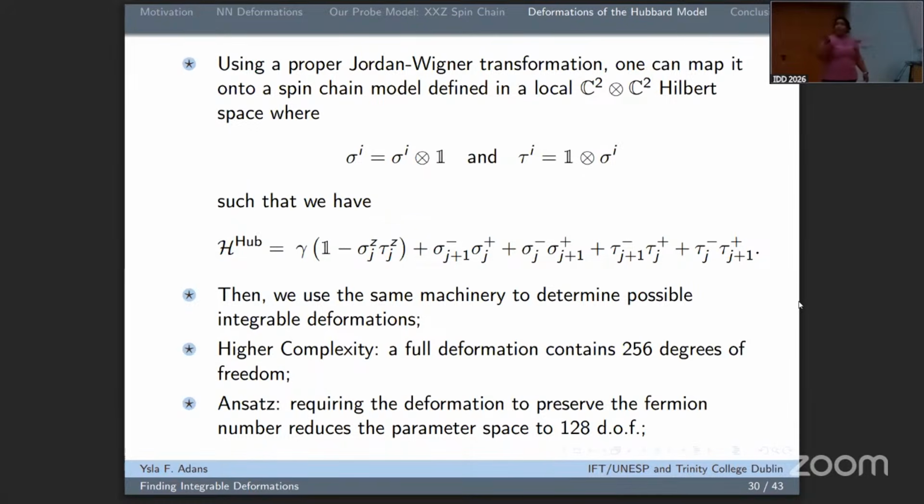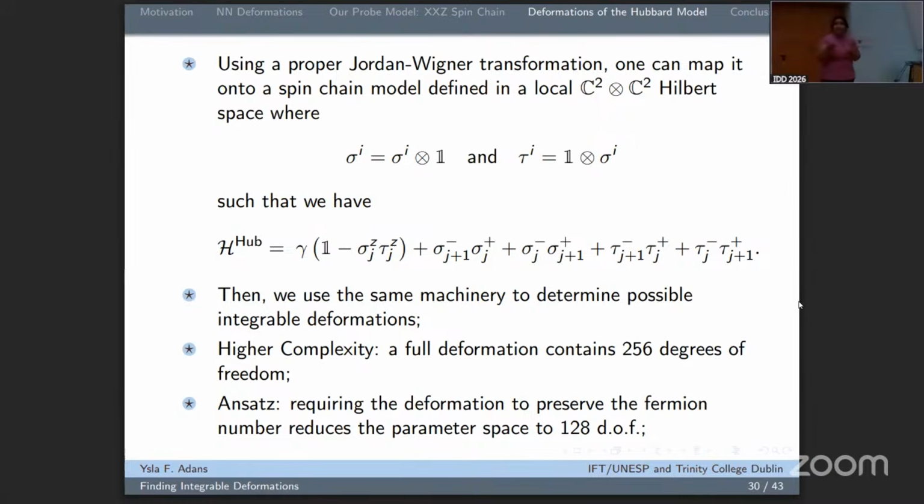And what you have to do now is, since this is a fermionic model, you have to make this a spin chain. For this, I'm not giving the details, but we use a Jordan-Wigner transformation and map the local space into a C2 times C2 Hilbert space, where every time I'm saying that my sigma is in the first site, I call it sigma. These are the up spins. And every time sigma is in the second site, I call this tau. They are related to the down spins. So now I have a Hubbard model that is written in terms of spins, like a spin chain. So with this, we can apply our machinery.